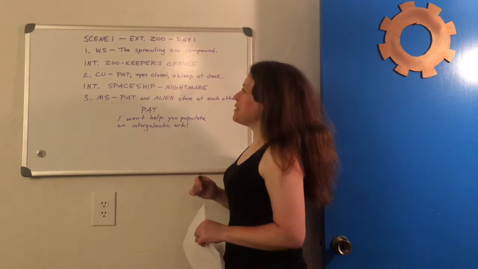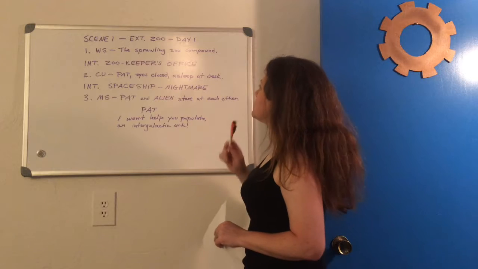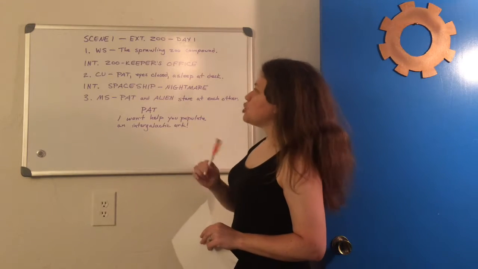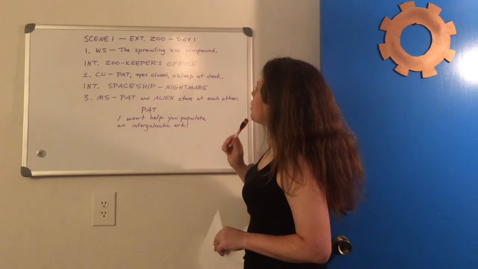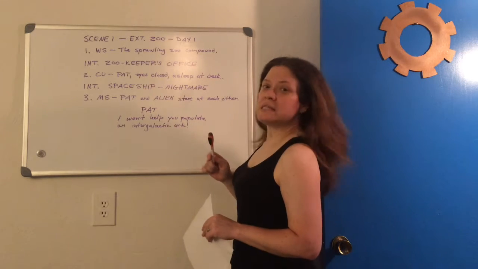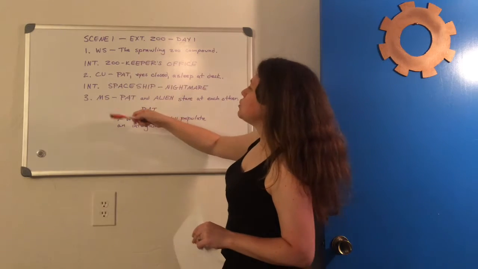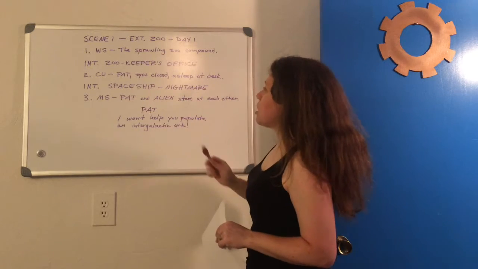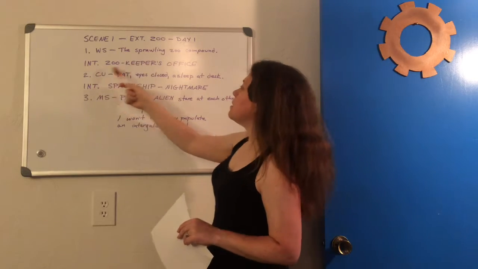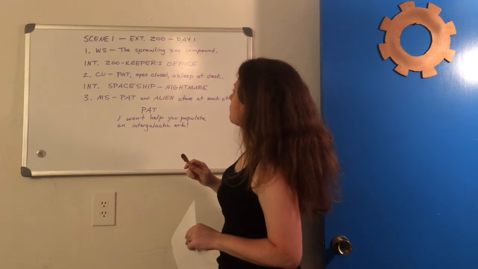All right, so here we have a sample scene. Scene 1, exterior zoo, day 1. Shot 1, wide shot, the sprawling zoo compound. Oh look, another scene heading, because we've changed from exterior of the zoo to interior, zookeeper's office. Now you see, it's not a new scene, it's just another slug line. It's another internal scene heading.